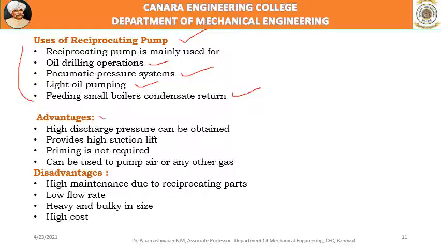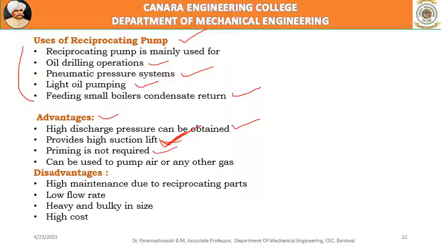Then the advantages are high discharge pressure can be obtained because it is a reciprocating arrangement. The pressure that can be achieved is very high, provides high suction lift compared to the centrifugal pumps. The suction lift or the vacuum obtained is very high. So then we can lift it from a very great depth. Okay. Then priming is not required here.